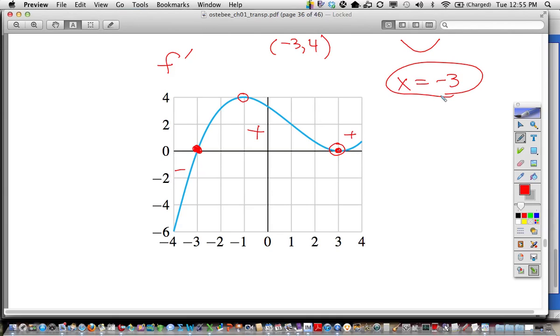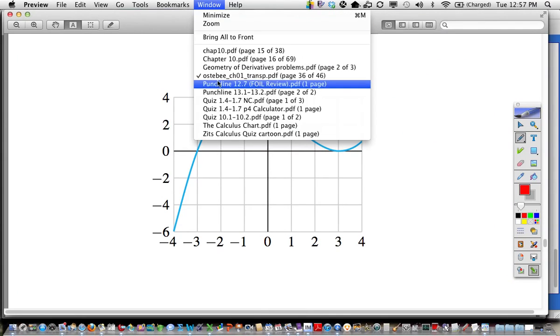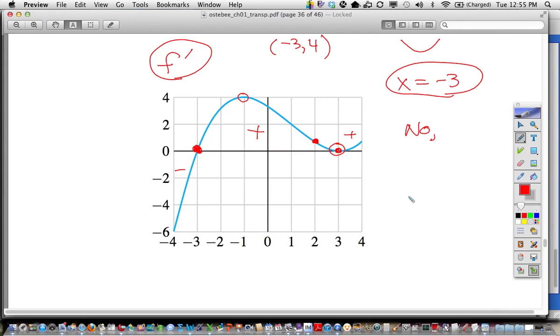Is F concave up at 2? Justify your answer. I think it's no, isn't it? Why is it no? This is F prime now. Okay? It's because concave up on F means F prime has to be increasing. And the F prime graph was actually decreasing.